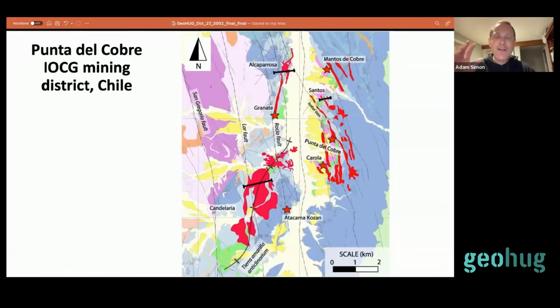When we look at districts that contain multiple IOCG deposits, this is the Punta del Cobre iron oxide copper gold mining district in central northern Chile. And what I want to highlight is that there are a number of deposits currently being mined, and those are shown by the stars. So we've got deposits on the east side of the district, and we've got deposits on the west side of the district. Candelaria here is towards the south.